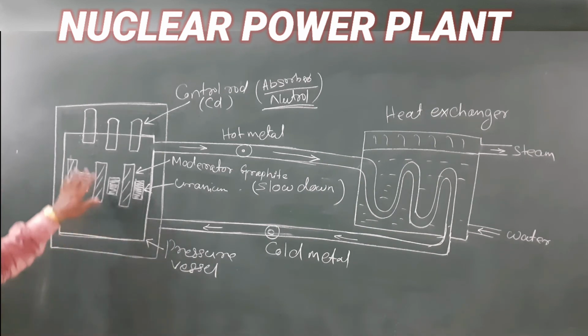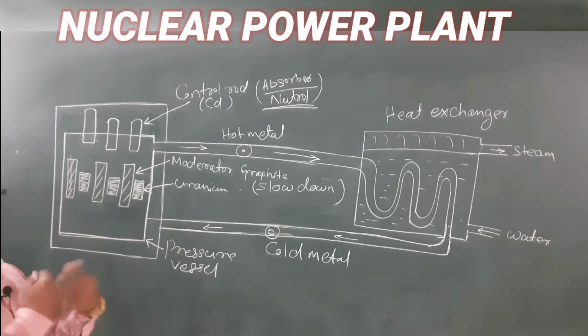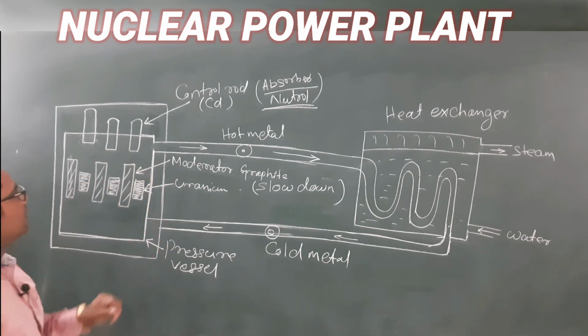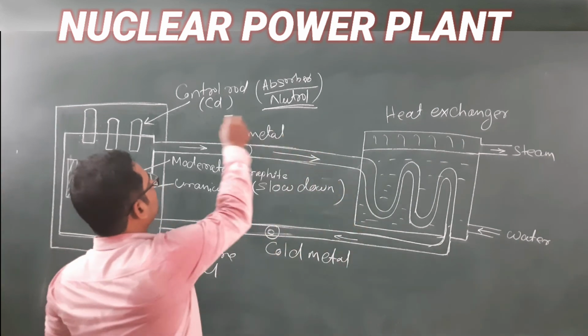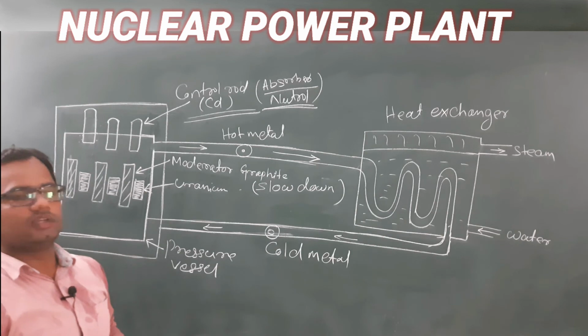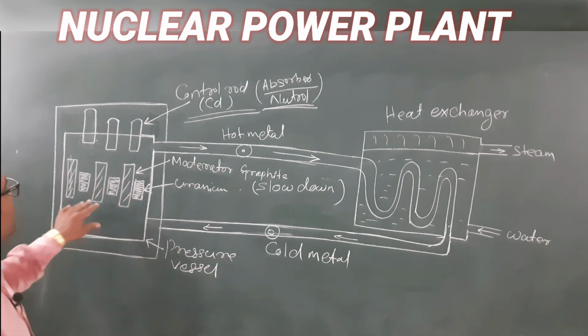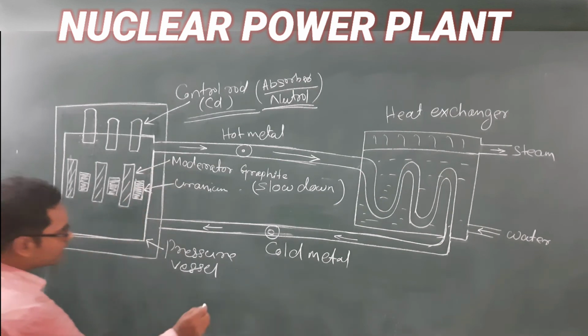Okay, and whenever the absorption is less, then for the chain reaction, more atoms are available, more neutrons are also available. Okay, so this will check the chain reaction. This is one method to check the chain reaction. Okay, so this is all about the function of your reactor. This is your reactor.